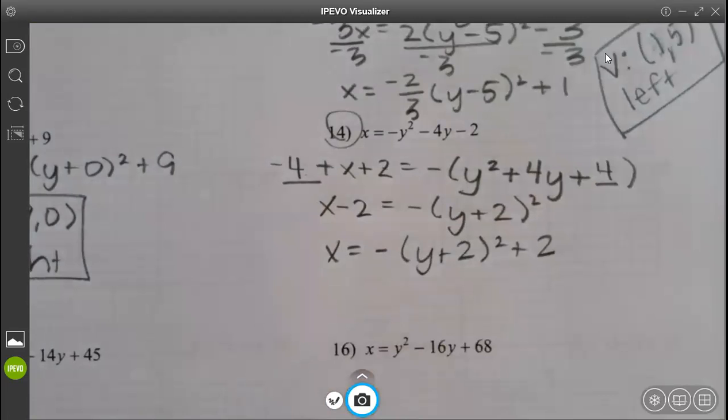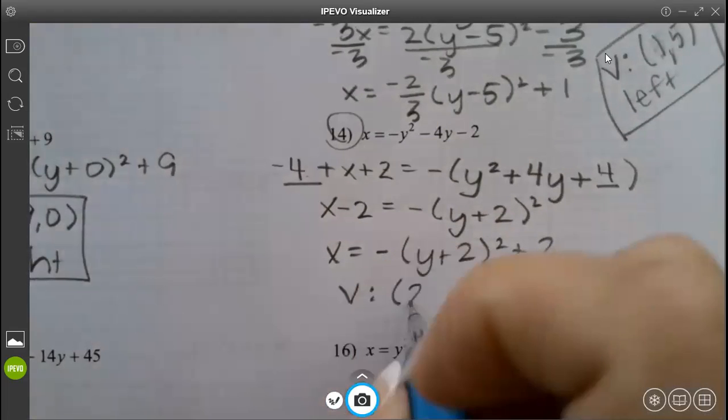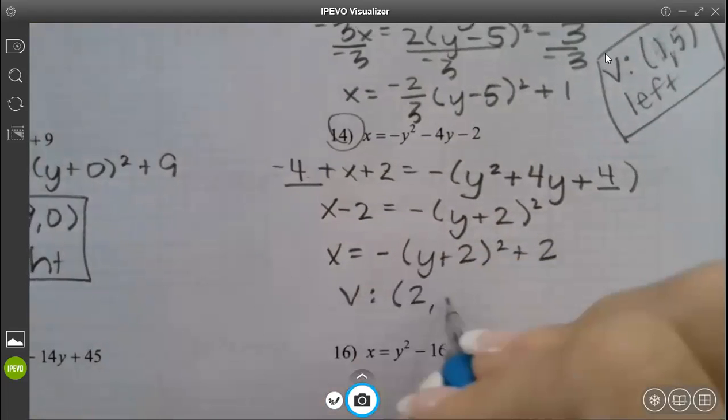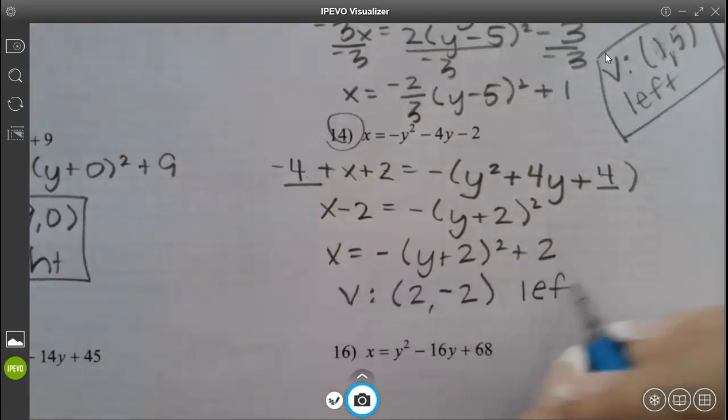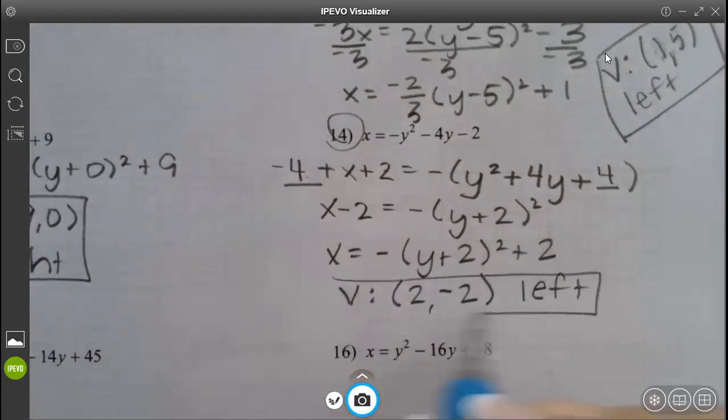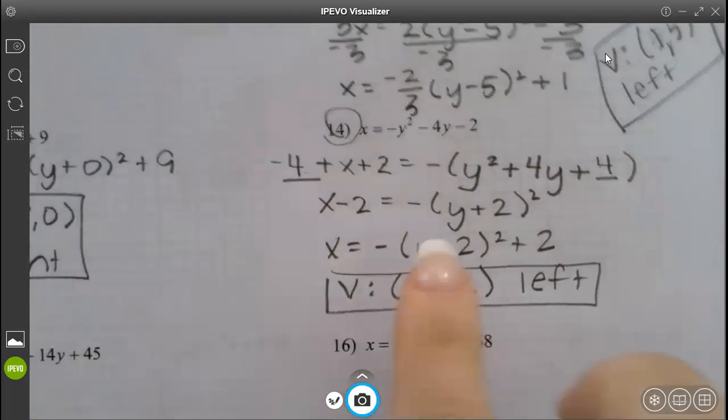What is your vertex? 2, negative 2. Remember, we read it backwards. And then which way does it open? Left. Remember, x equals this is left or right. The negative tells us it's going to the left.